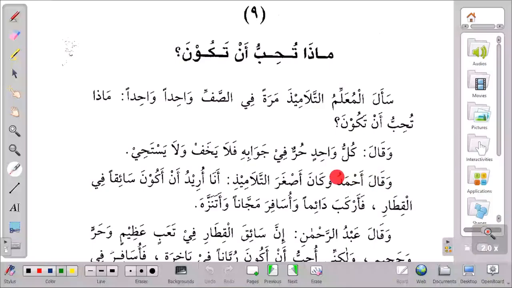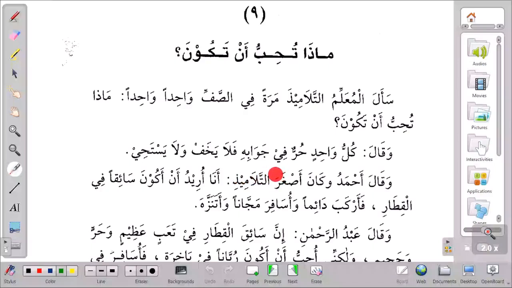So Ahmad began by saying that. Qala Ahmad. Ahmad said, Ahmad is one of the students. وَكَانَ أَصْغَرُ التَّلَامِيذِ, and he was the smallest of the students. Asgaru is what we call ism tafdil. For example, you say smallest. We call it comparative and superlative.